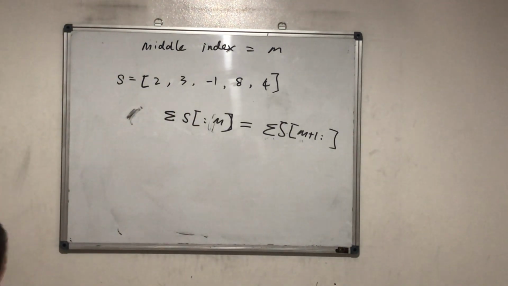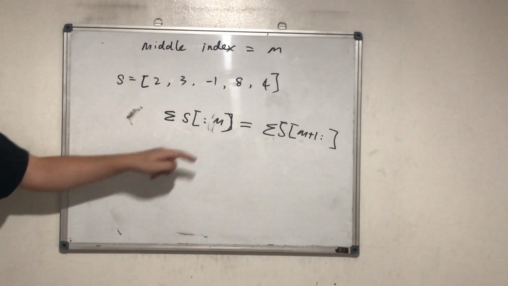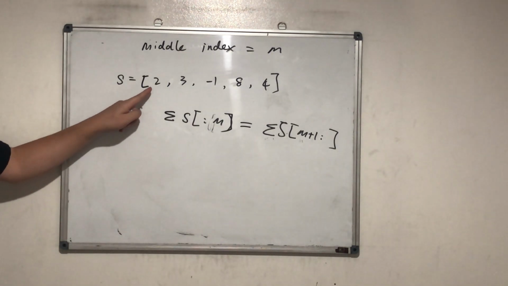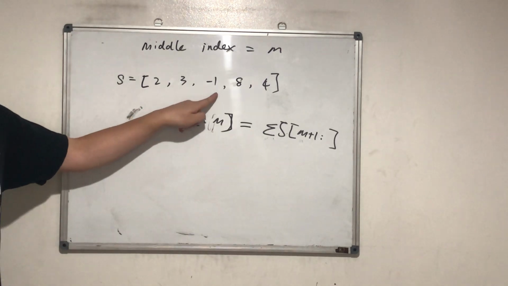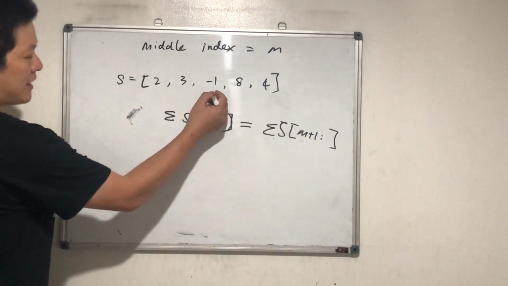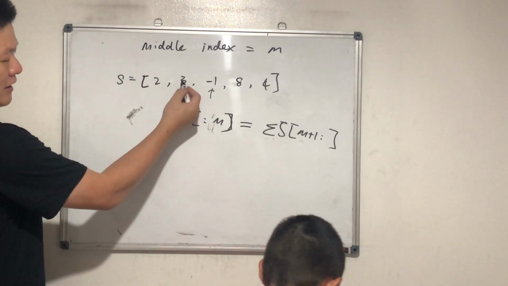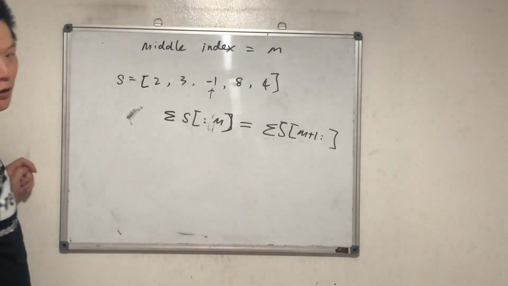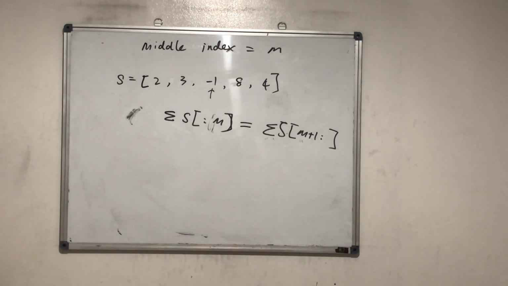Okay, this is easy. Which index? 0, 1, 2. So you choose this as the meter index. What's the sum of these? That's 5. What's the sum of this? That's 12. This does not equal.